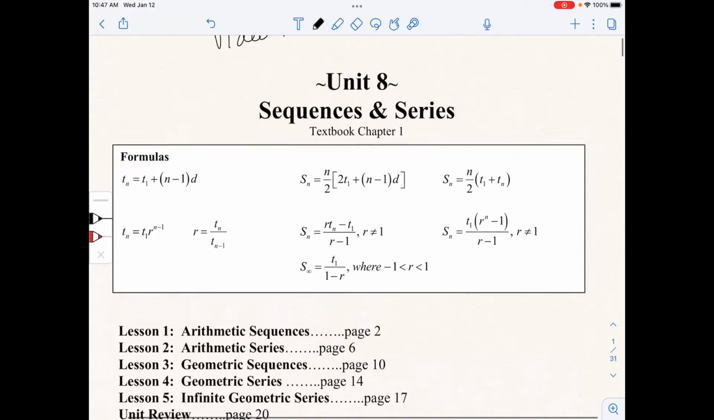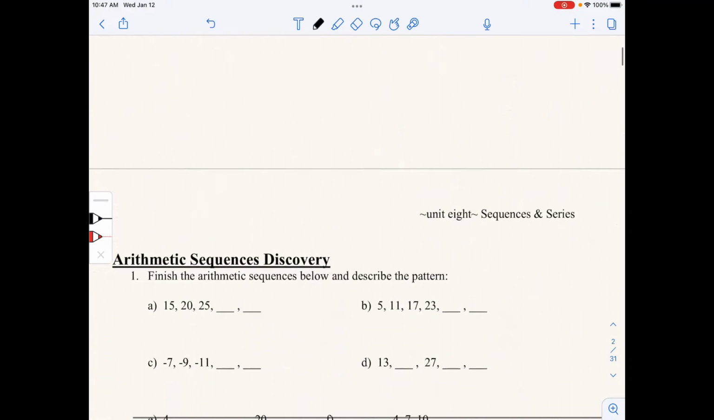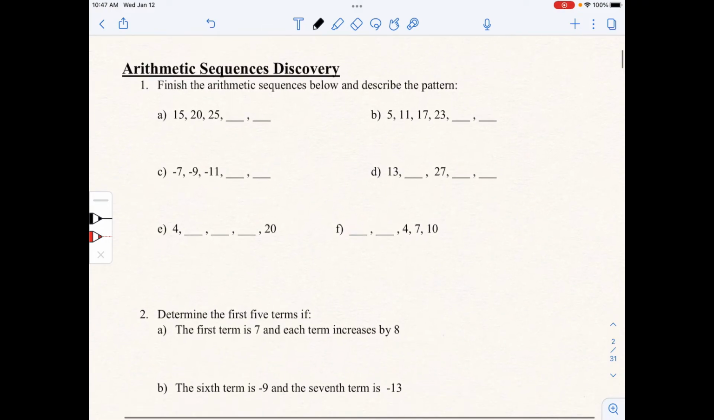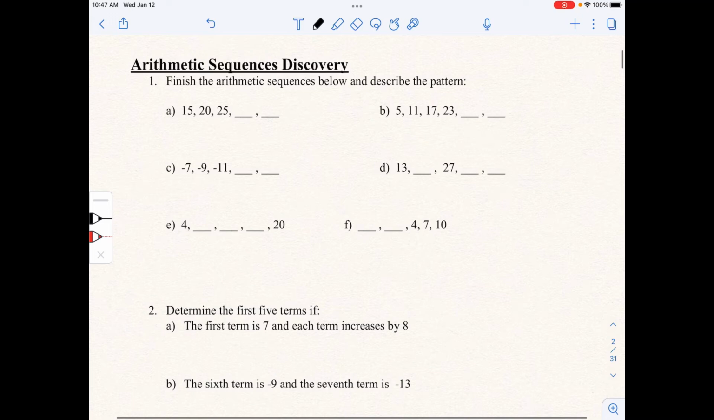Okay, for this first lesson on sequences and series, the arithmetic sequences, you're invited to pause the video and just complete this first page on your own, because I think given prior skills, you could probably do this page without any assistance. So feel free to pause the video. Okay, if you did go ahead and do that, great.